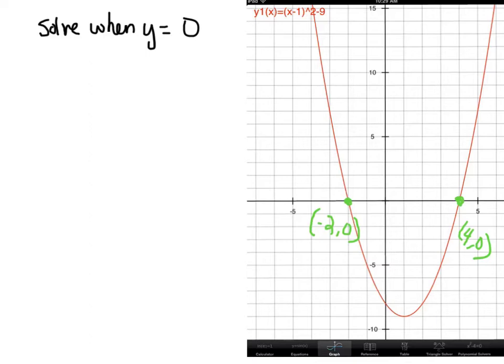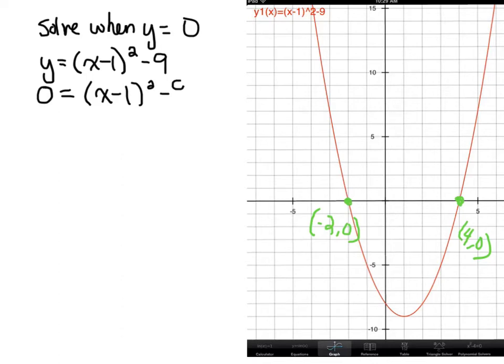My equation is y equals (x minus 1) all squared minus 9. I'm going to substitute when y is equal to 0. So I want to find the value of x that's going to make this true. In vertex form, I can just straight rearrange. I have an equation with one unknown. So I'm going to add 9 to both sides, so I have 9 equals (x minus 1) all squared.